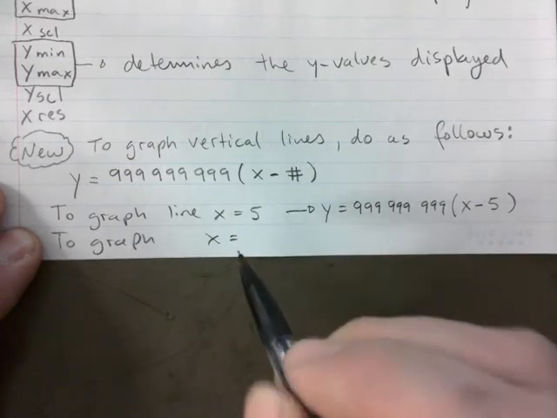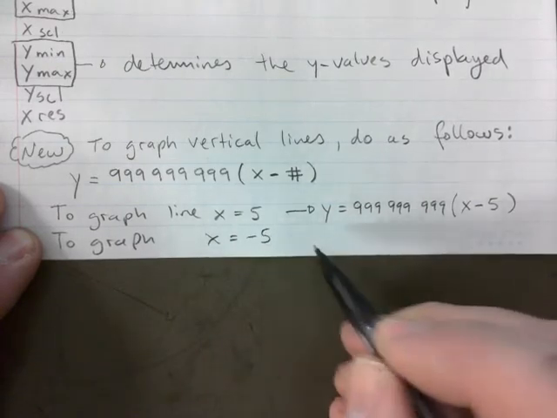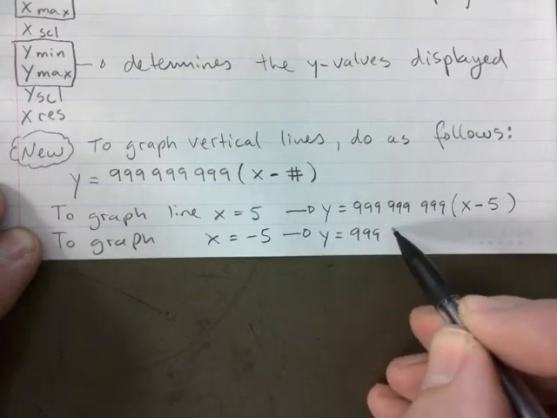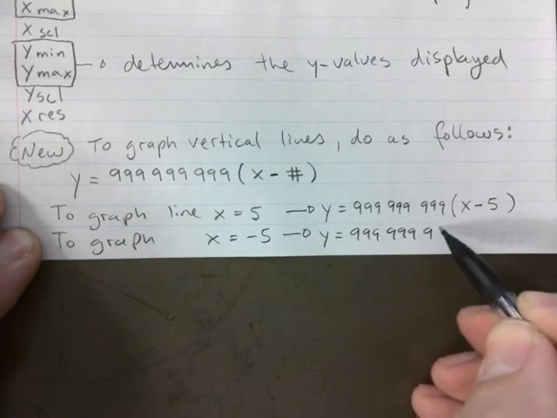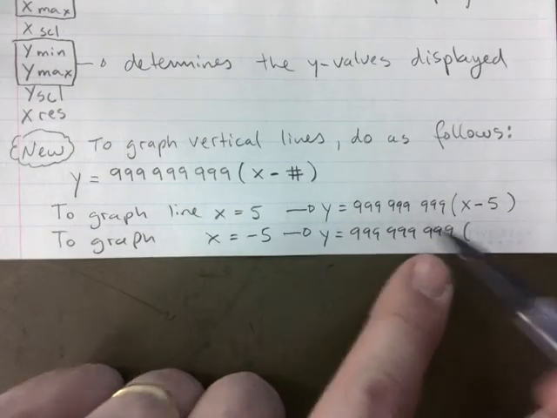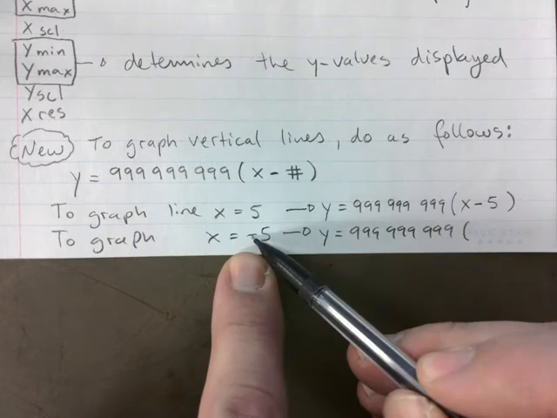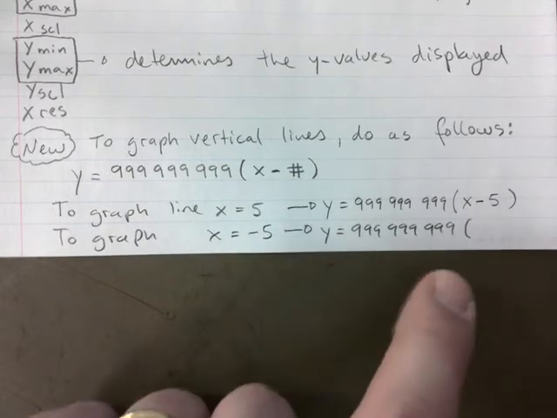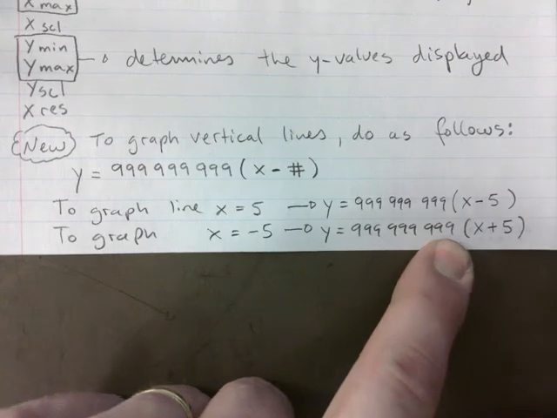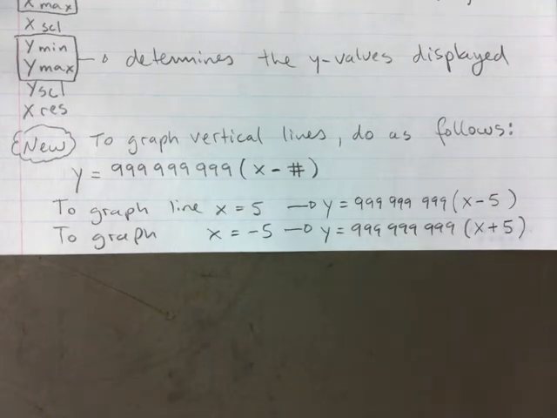But it has to be 9. So x minus, what's the number you're trying to graph? It's 5, right? So that would actually let you graph a vertical line like this. To graph x is equal to negative 5, 999, 999, 999. What would that turn into? This negative and that negative turn positive. So you'd actually have to go x plus 5. It's always the opposite sign of what you want.